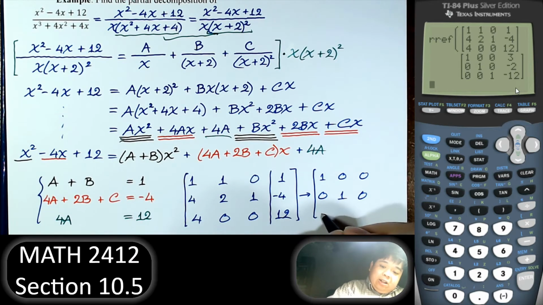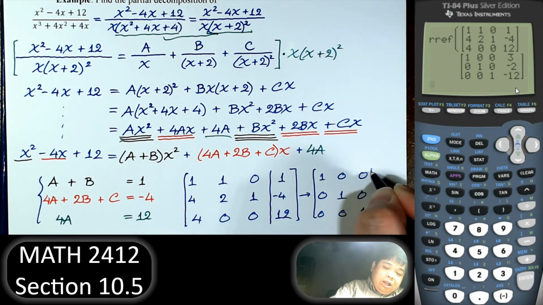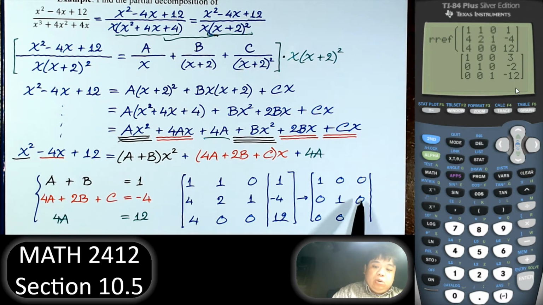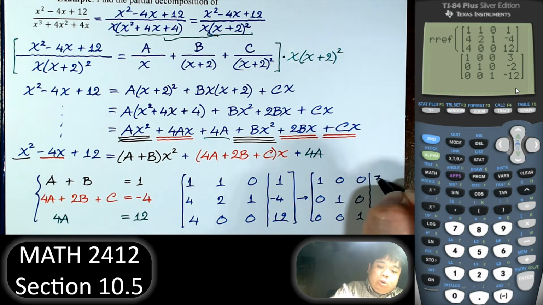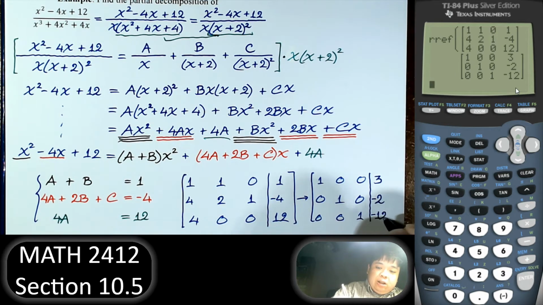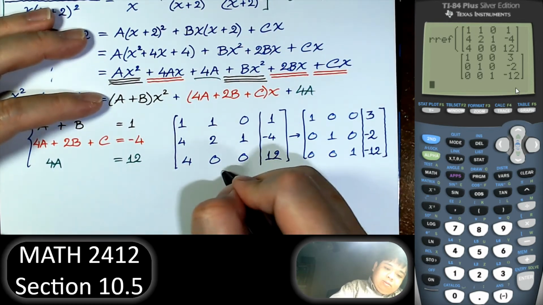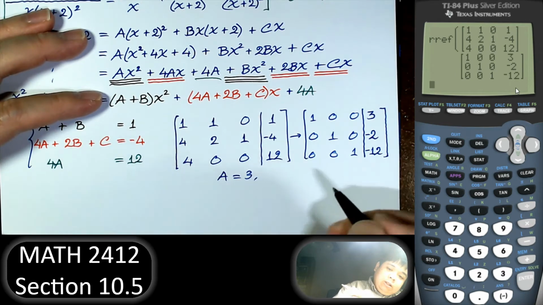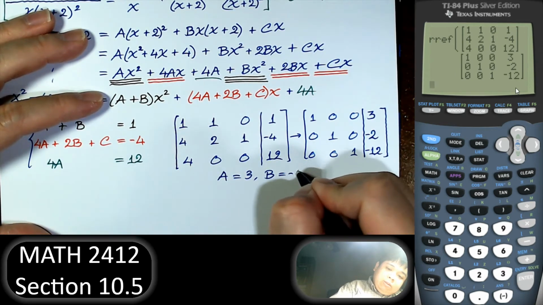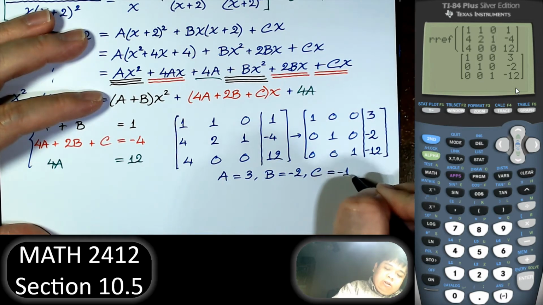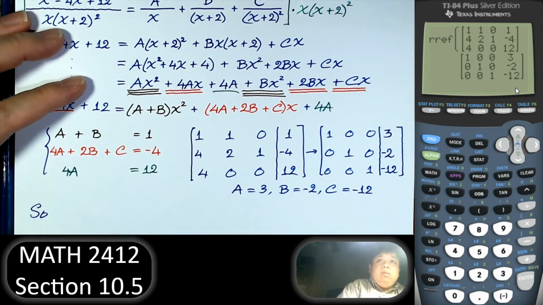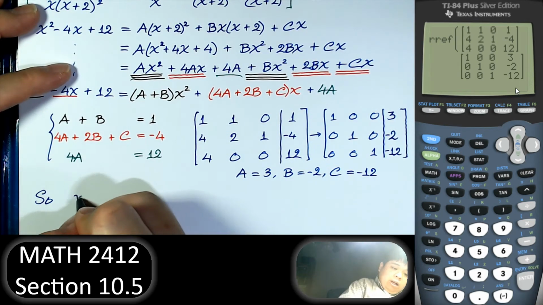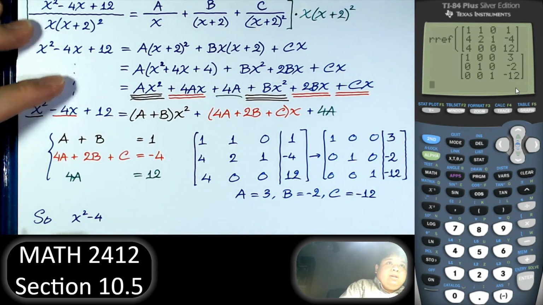By the way, if we don't have the identity matrix on the left hand side, it is either no solution or infinitely many solutions. If we don't have 1 on the diagonals and 0 everywhere else, then either we have no solution or infinitely many solutions. In this section, you should not have that, because we should be able to decompose. So A is 3, B is negative 2, and C is negative 12. So we can decompose them as the original problem, x squared minus 4x. And look at this one.